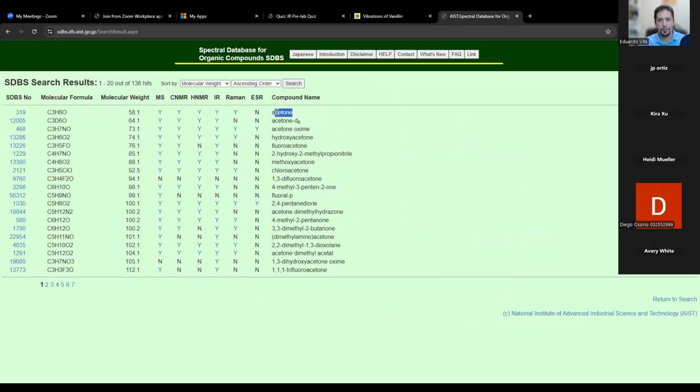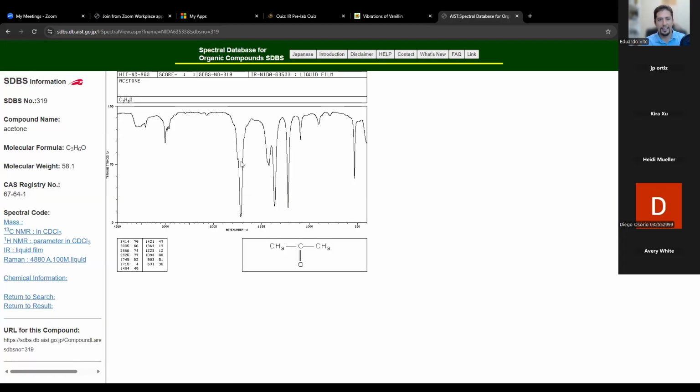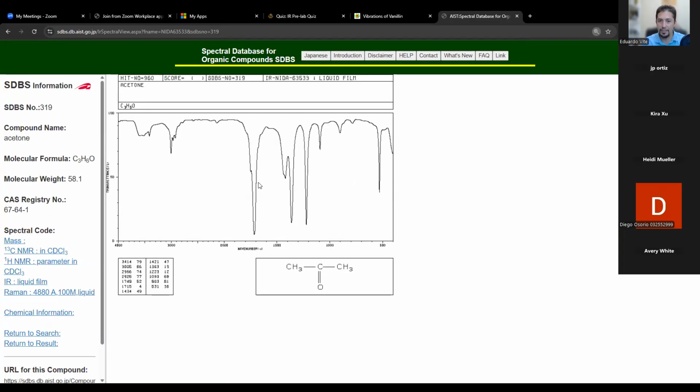The very first result, compound name acetone, you see we have an MS, a CNMR, HNMR. That's all sorts of spectroscopy. I'm going to click where it says Y under IR. That means yes, the IR is available. And it's going to give me the IR spectrum. You see that? And so you can see it gives you the structure and it gives you the spectra.